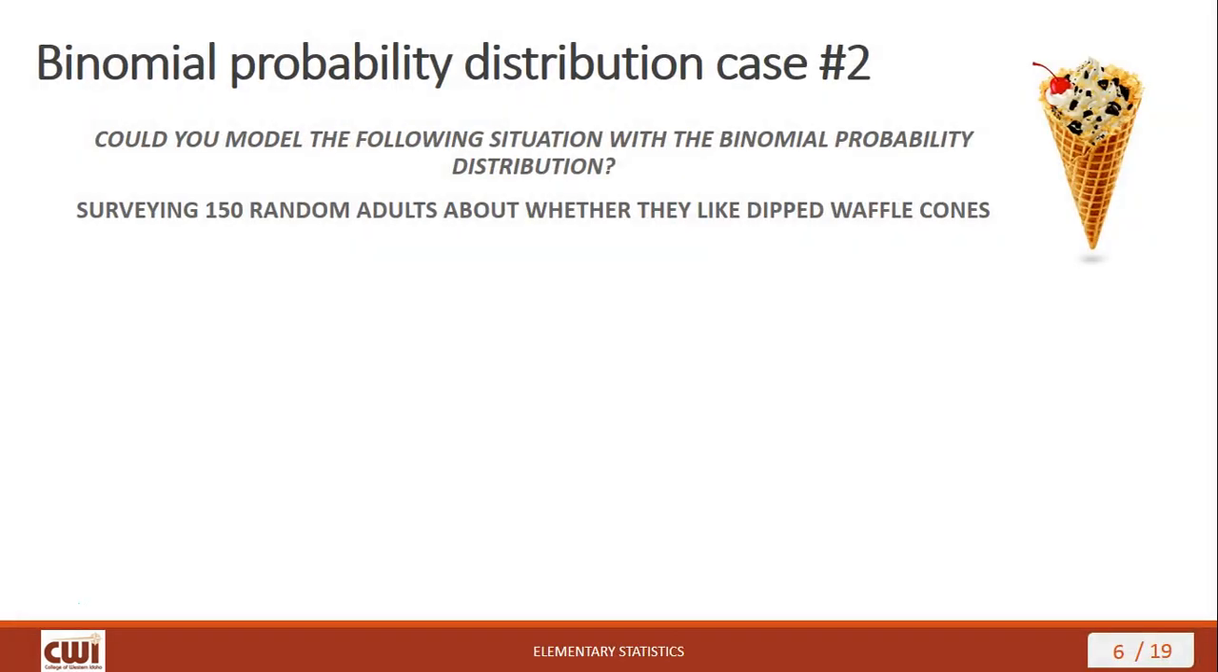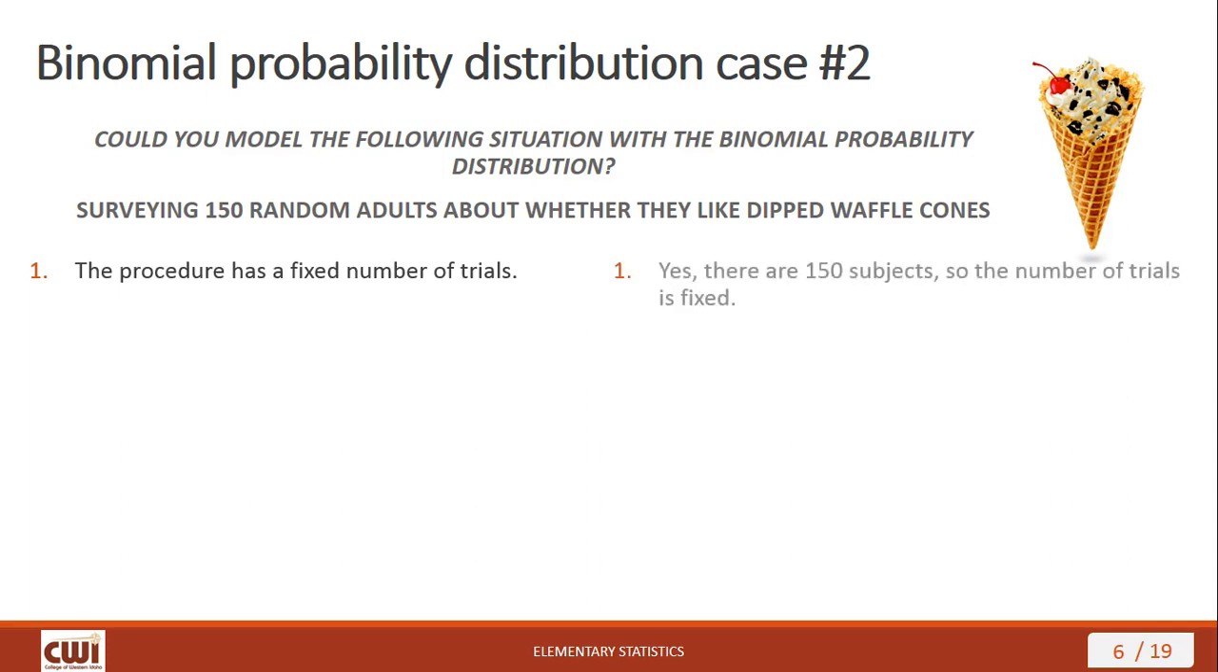Let's look at another example, again involving waffle cones. How about surveying 150 random adults about whether they like dipped waffle cones? Okay, so let's look at this one. Compare with each of the requirements for a binomial probability distribution. First, the procedure has a fixed number of trials. Yes, we have a fixed number of trials. There are 150 subjects, so the number of trials is fixed.